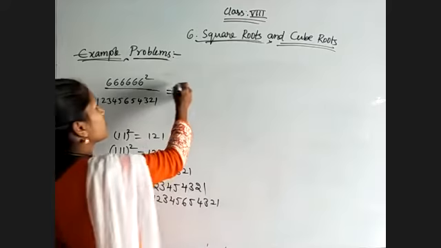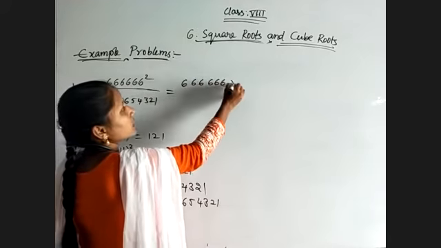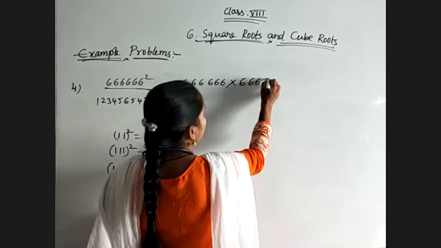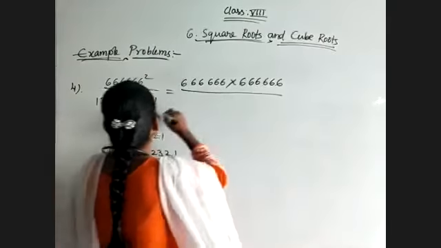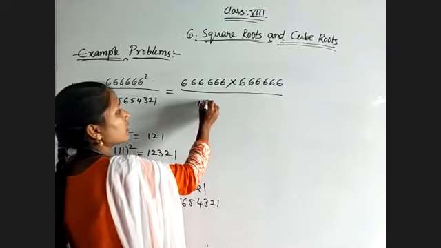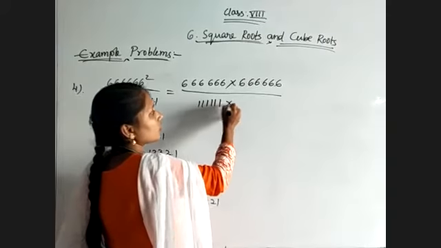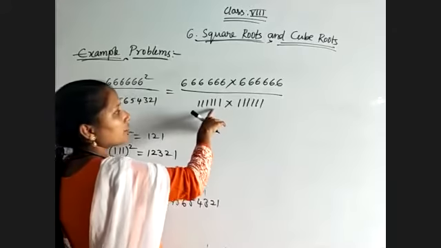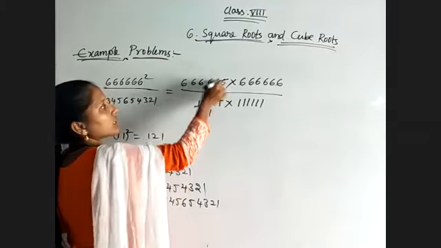1,11,111. So here 6,66,666 twice we have. So the square, what I am writing, 6,66,666 into, like that, twice I wrote, and this value we can write as 1,11,111 into 1,11,111. And if you are multiplying with 6, you will get this answer.